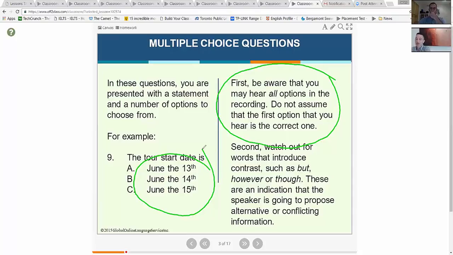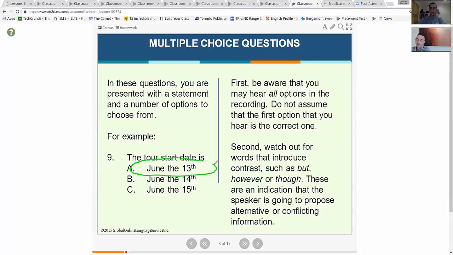correct answer. So when you're doing multiple choice exercises with an IELTS candidate, be very aware that in the recording, the trick is to place this first, and then the student simply stops listening and goes to the next question in the exam. This is the wrong thing to do, because 2 seconds later, the speaker will correct him or herself and say, oh, that date was wrong, it's not June the 13th, it's June the 14th. You will often hear all of the options.